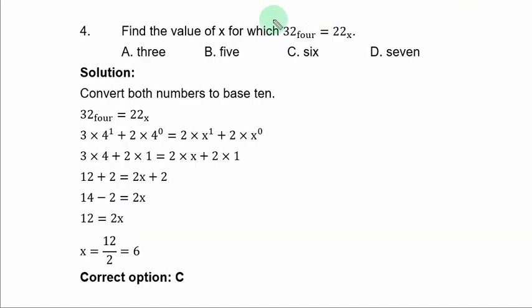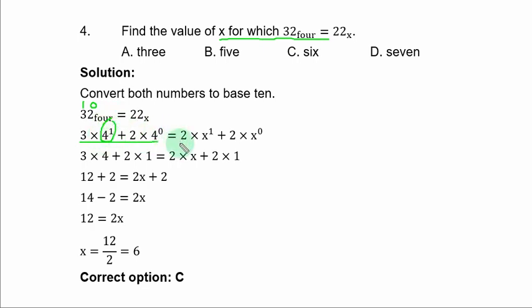Question 4. Find the value of s for which 32 base 4 is equal to 22 base s. What you do here is to simply convert both numbers to base 10. To do that, you multiply each digit by the respective base. So you have 3 times 4 plus 2 times 4. The position of 2 here is 0 and 3 is 1. You attach 0 to the first base from right. So you have 4 power 0, 4 power 1.